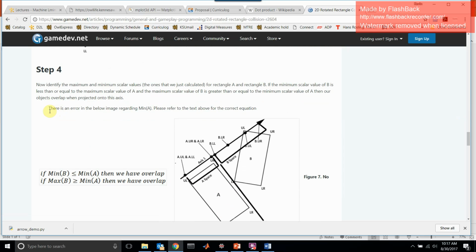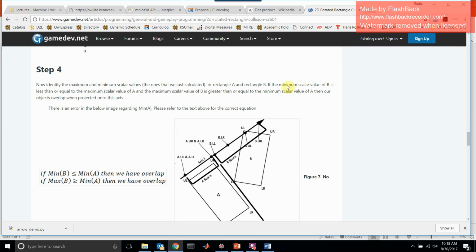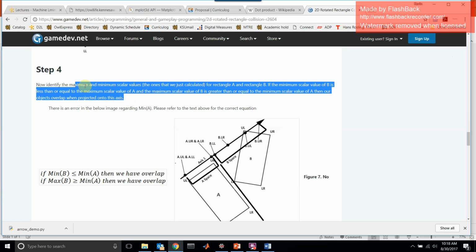And this is really important. There's an error in this below image. This image here is wrong. So don't look at that image. Okay? Implement the text here. So you do this.